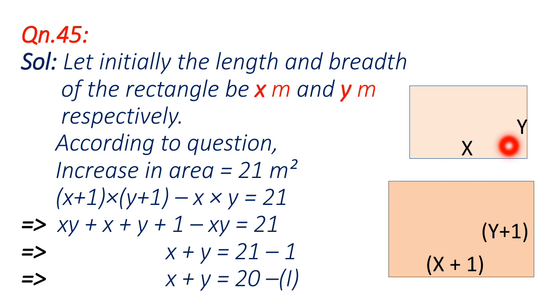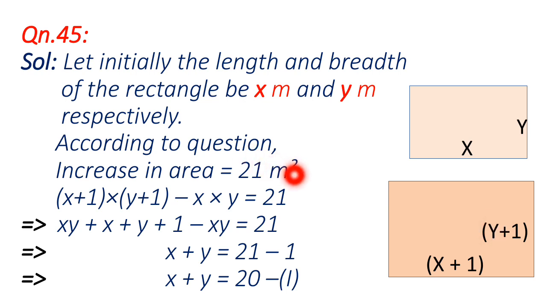Okay, and suppose we are increasing the length and breadth by 1 unit, that is 1 meter as given, so it is x plus 1 and y plus 1 meter, correct? Length and breadth both are increased by 1 meter, correct? So for that we have the area x plus 1 into y plus 1, correct? And it is given in the question that if the breadth and length are increased, then the area is increased by 21 meter square.